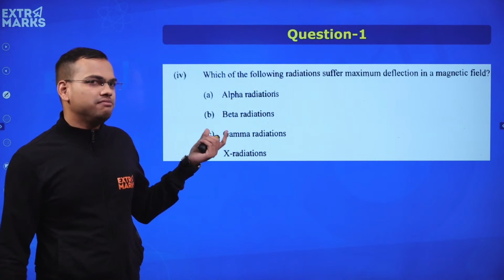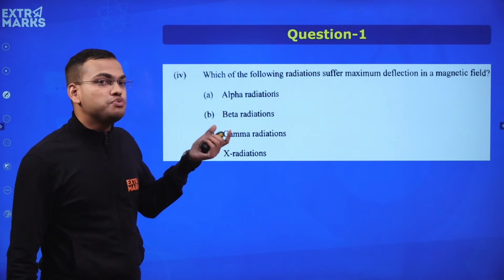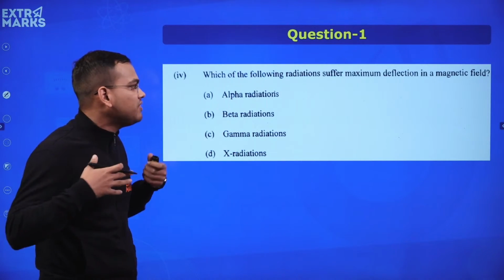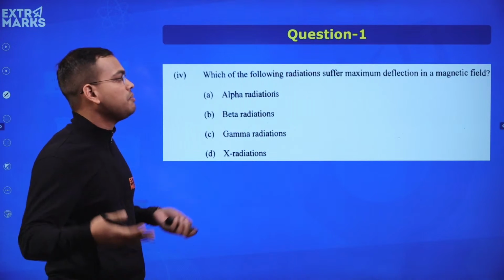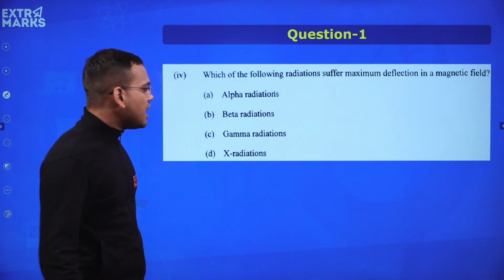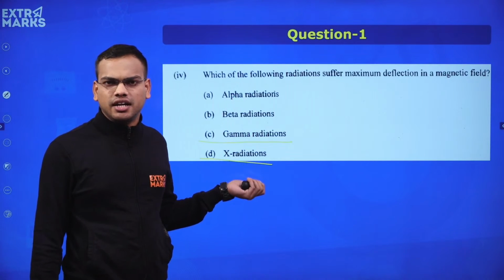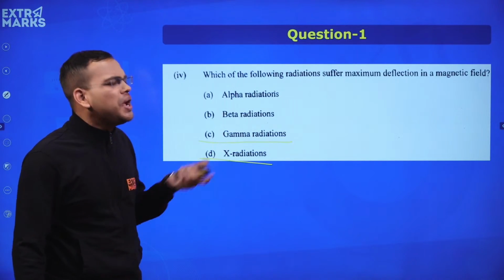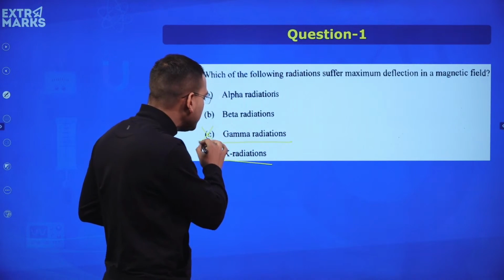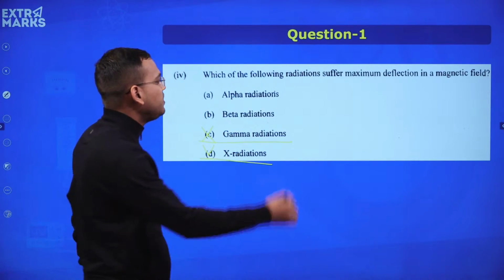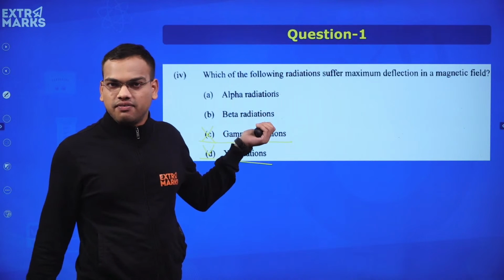That's a good question. If a particle is moving in a magnetic field, which one will suffer maximum deflection? Now, gamma radiations and X radiations are electromagnetic radiations. They will not undergo any deflection because they are electromagnetic radiations. The deflection can only happen for alpha and beta. Only alpha and beta can get deflected.